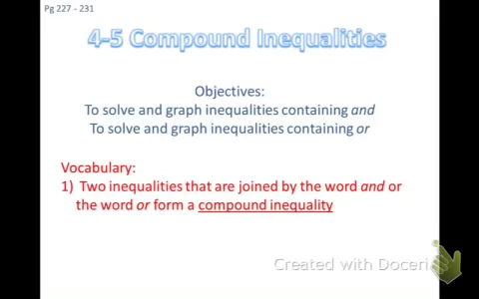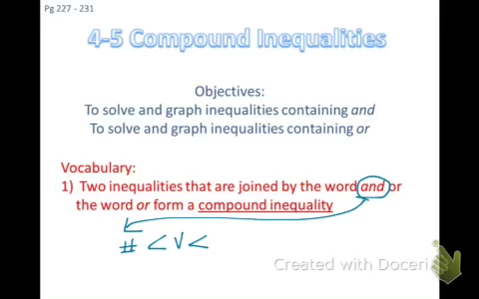Two inequalities that are joined by the word "and". So I'm going to start with this right here, "and". You're going to have a sentence that's written something like this. You're going to have a number, then a variable, and then another inequality sign, and you always start facing the less than way. And then another number.